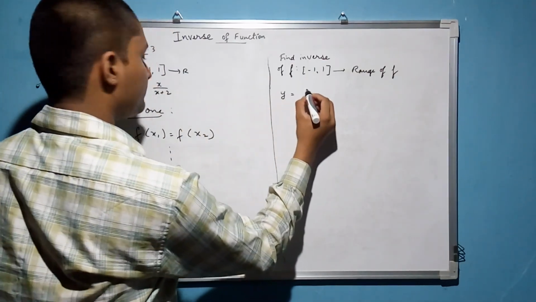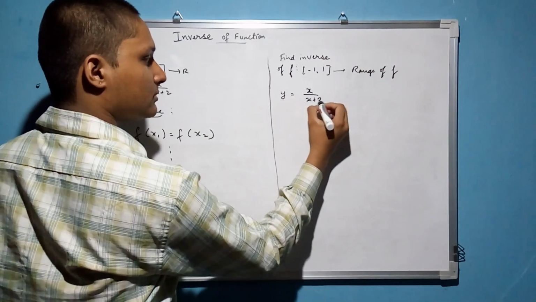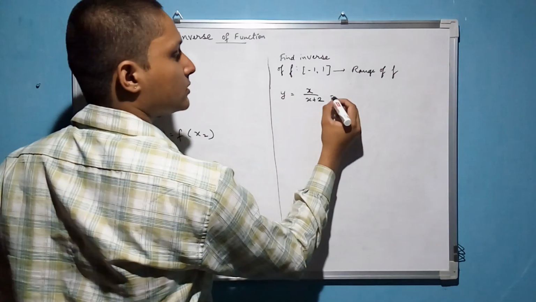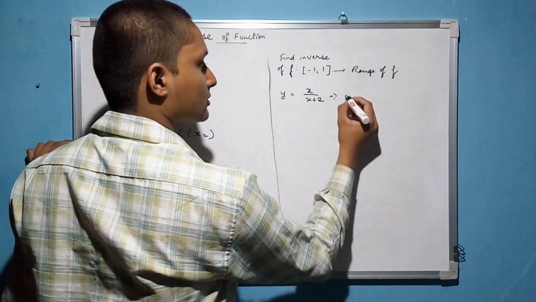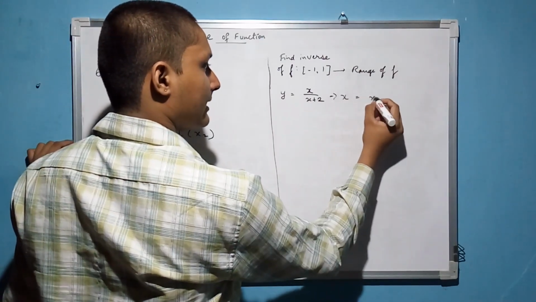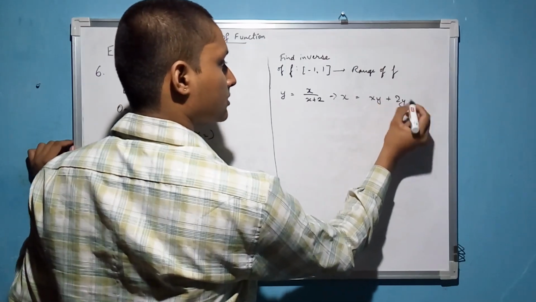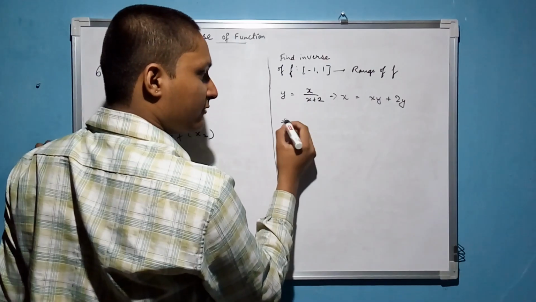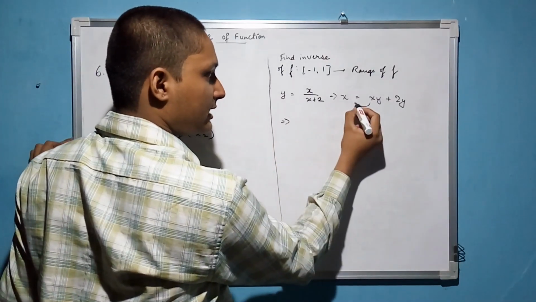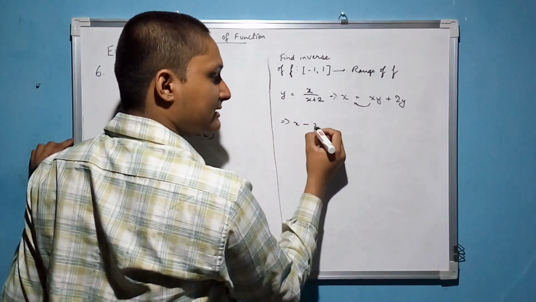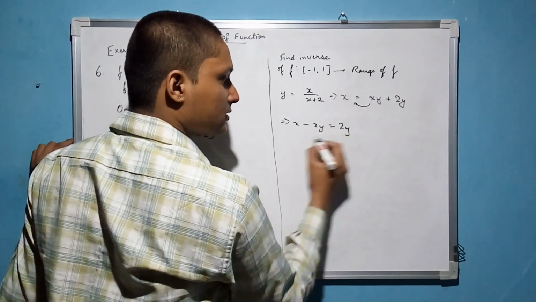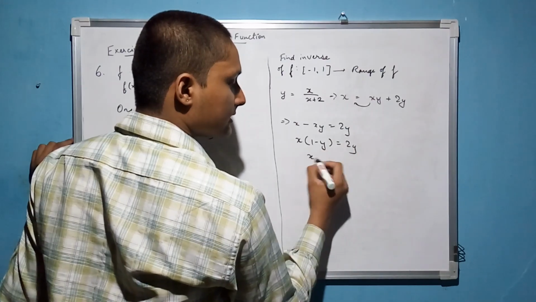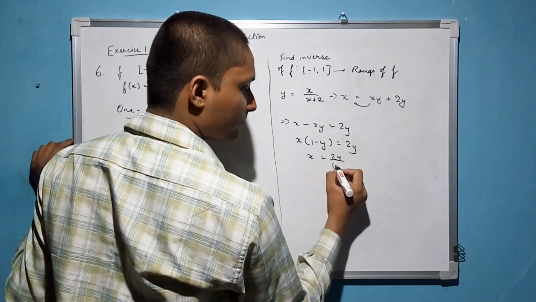Y is equal to x by x plus 2. In place of f of x I am writing y, so it is x by x plus 2. So this becomes x is equal to xy plus 2y. Now I need to bring the x terms together so that I get a common factor. So this I need to bring to the left hand side. It becomes x minus xy is equal to 2y. So x is common, x into 1 minus y is equal to 2y. So x is equal to 2y by 1 minus y.